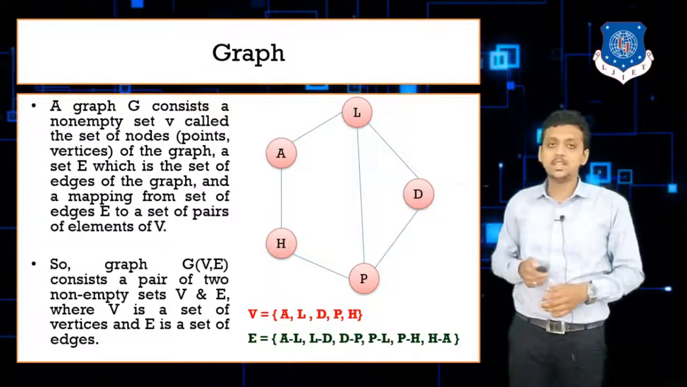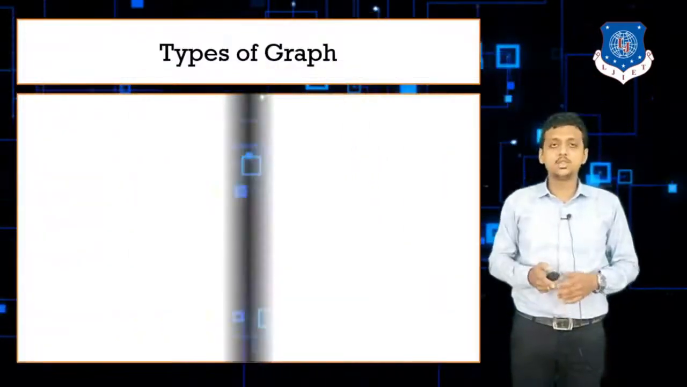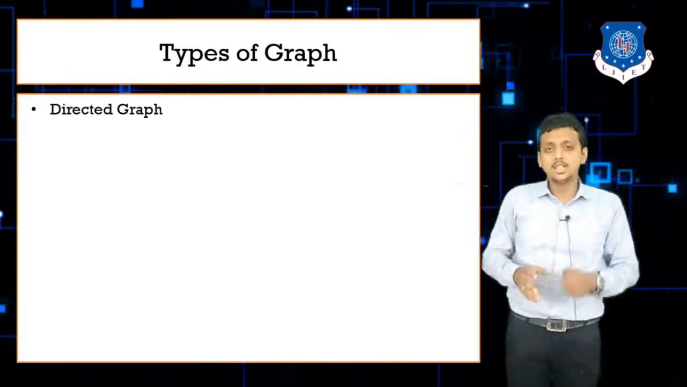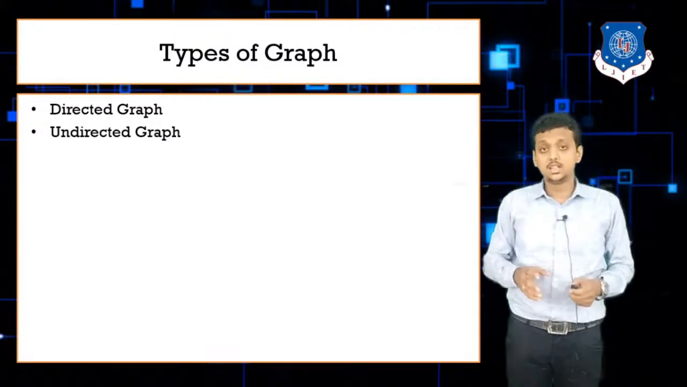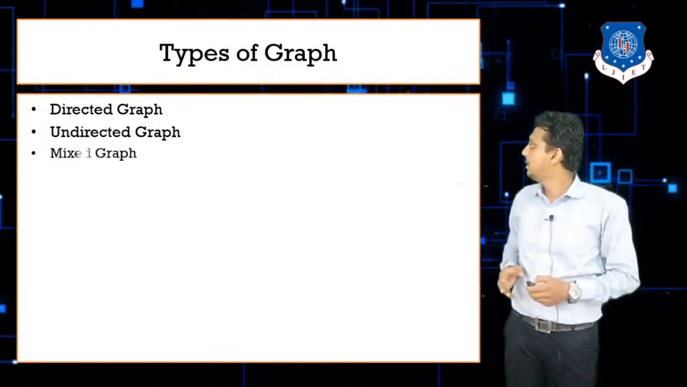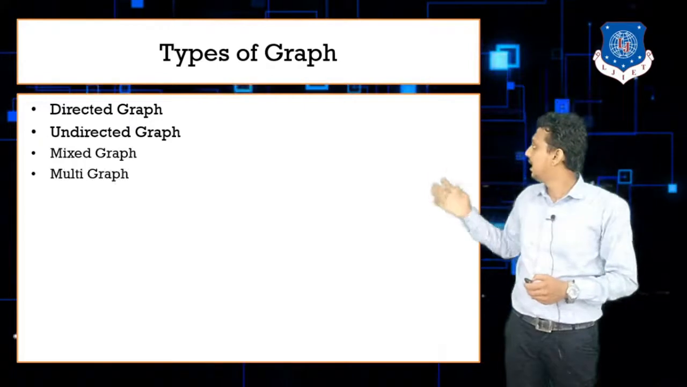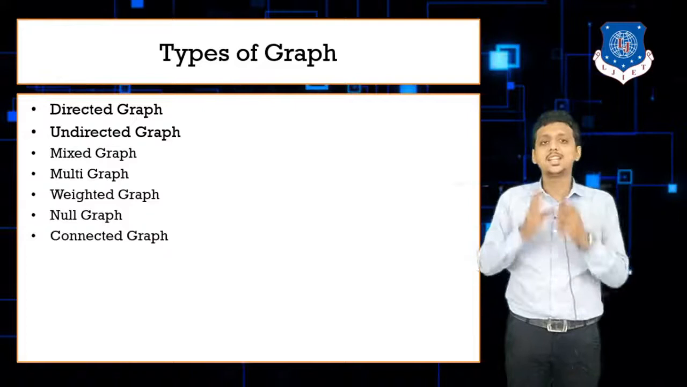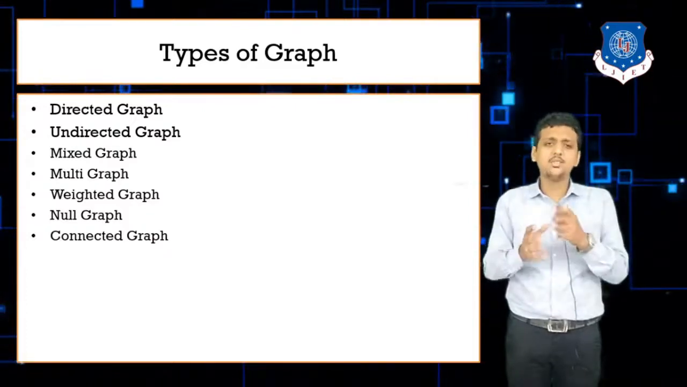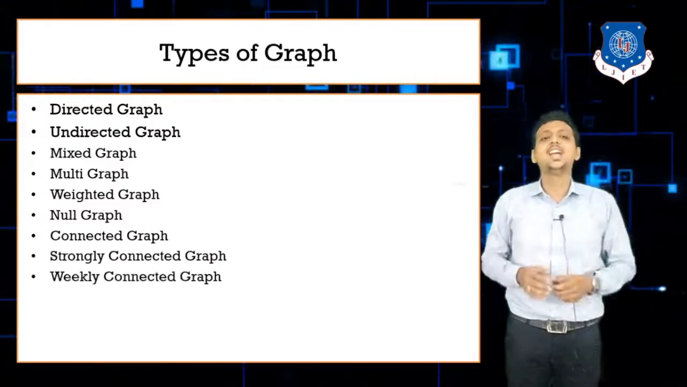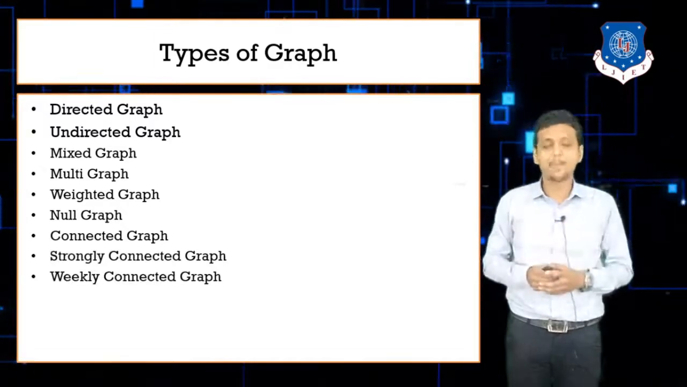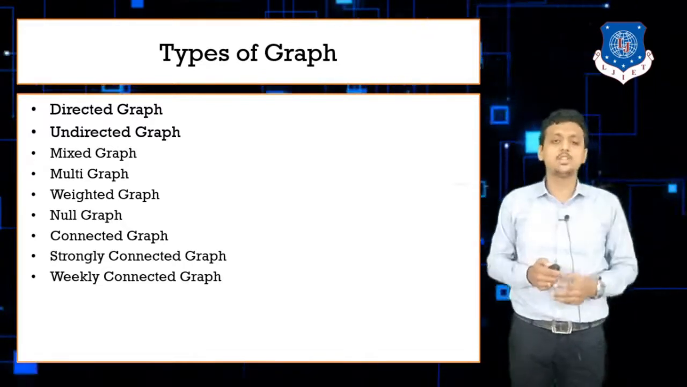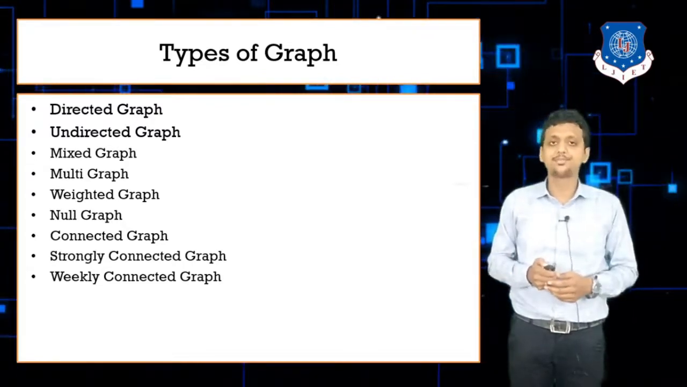Okay, so let's begin with the next. Today we are going to talk about the different types of graph. First we have directed graph, then undirected graph, then mixed graph, then multi-graph, null graph, weighted graph and connected graph. In connected graph, there are another two types: strongly connected and weakly connected graph. So let's start with the various types of graphs and other terminologies in graph data structure.